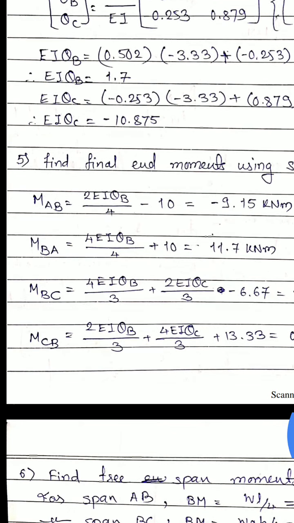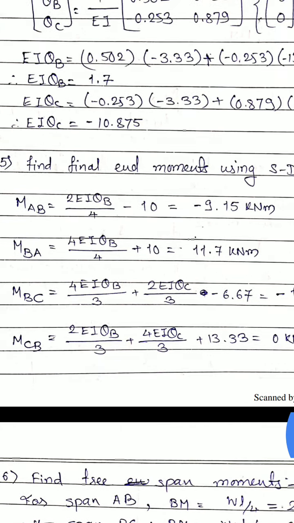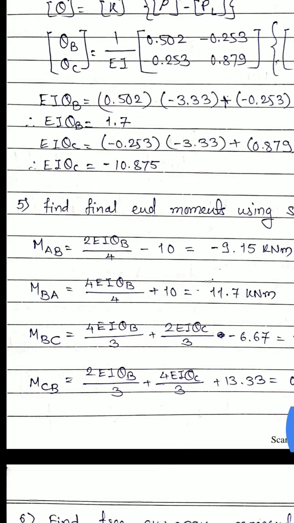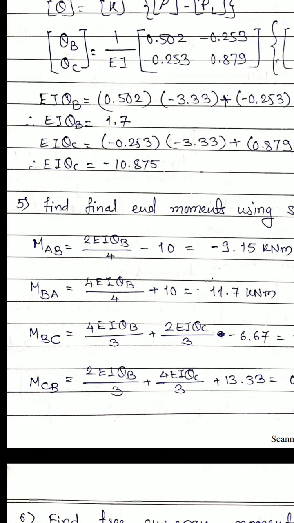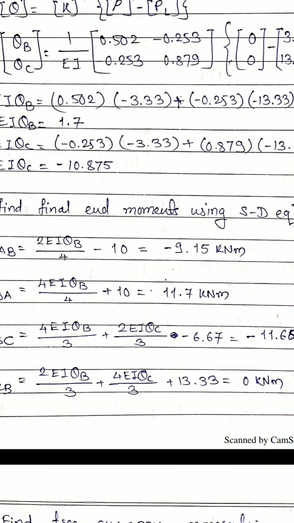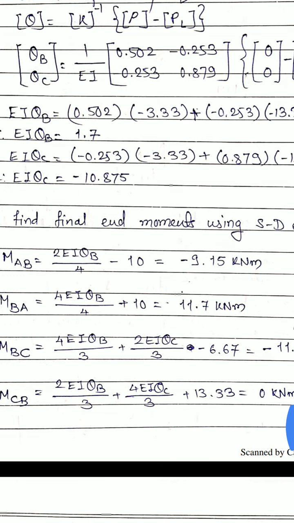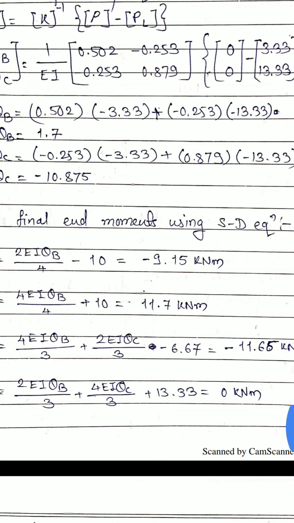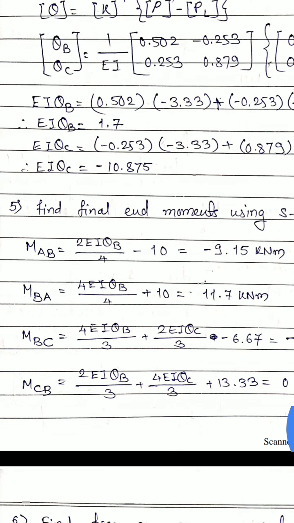So we have found these equations for each and every joint. MAB is 2 EI theta B by L, that is 4, minus MFAB. Okay, for MBA it is 4 EI theta B by 4 plus MFBA. Likewise, you can easily find the other equations and then replace the values of EI theta B and EI theta C in these equations, so that you will find the final end moments.